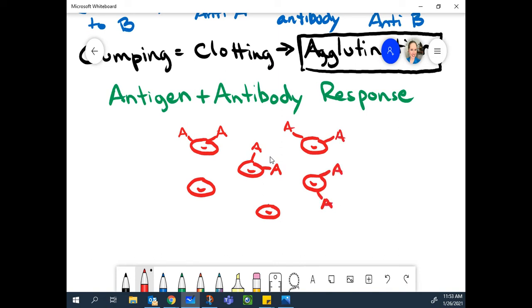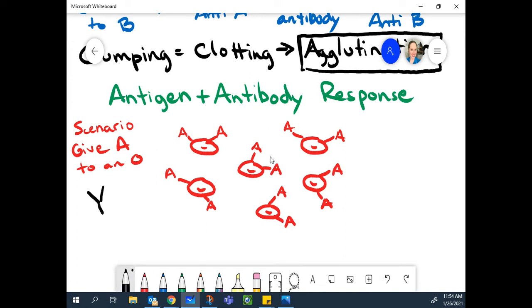So if we have this blood and we give it to someone who's like a type O, so the scenario would be give A to an O blood type. The O blood type person is going to have antibodies.